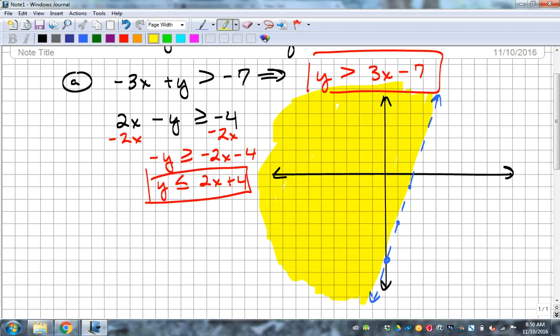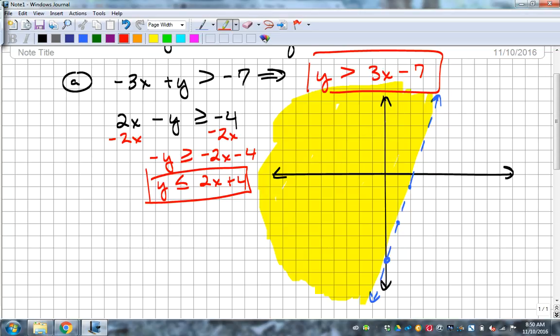You'll have some that have like 4 or 5 inequalities in one system, and you'll end up with like one little small box. That's the answer. Yeah, you're right. It's the same thing. Okay, so let's graph this one.